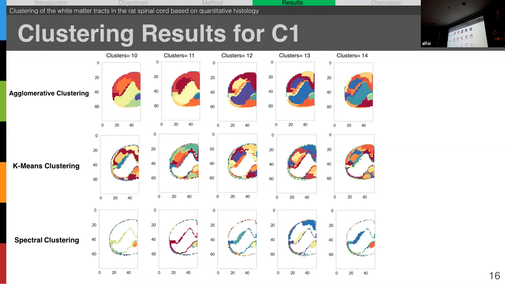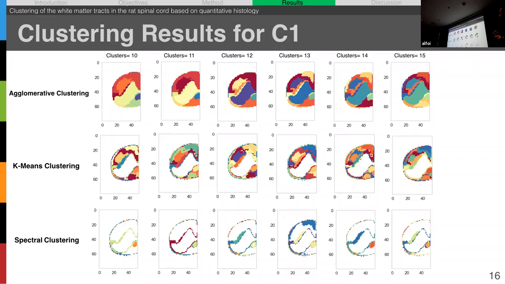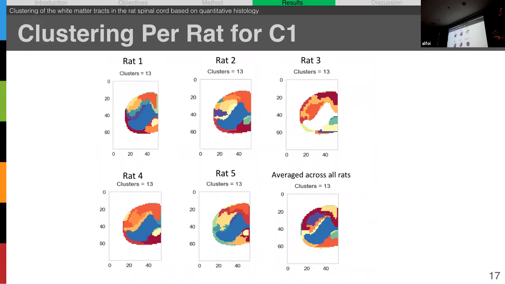Whereas for agglomerative clustering, even when it takes in some of the scarce pixels or the smaller pixels around the edges, it'll do it in clumps. For k-means, it'll do it in individual pixels, and the same with spectral clustering. This is one of the reasons that we ended up going with agglomerative clustering. It seemed more stable, and every time we ran it, it gave the same results as opposed to k-means and spectral clustering.